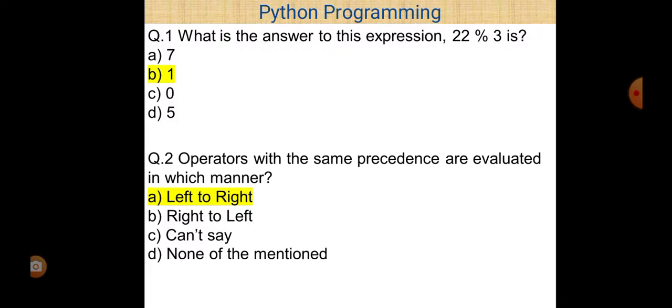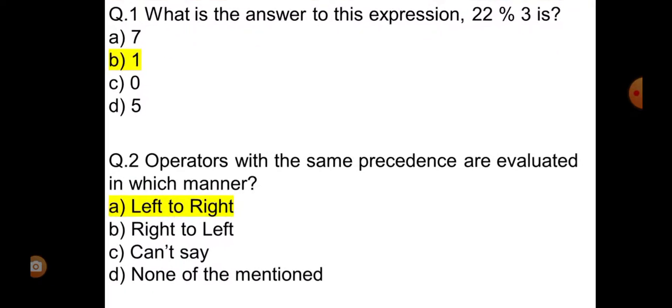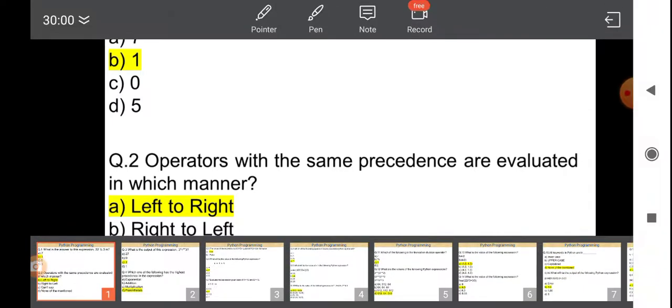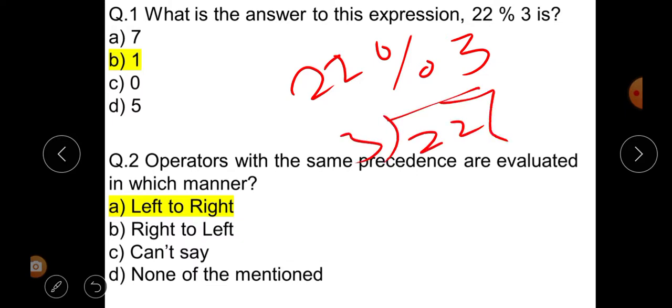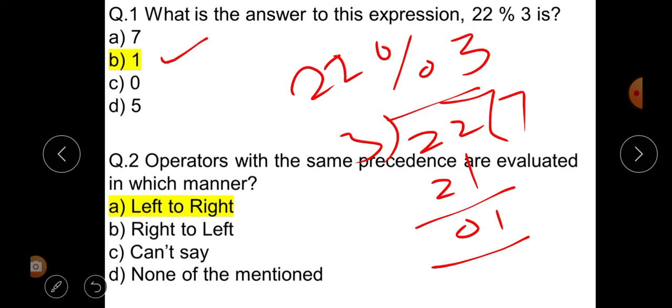So let's start. Our first question is, what is the answer to the expression 22 modulo division 3? As you know, when we talk about the modulo division, it returns the remainder. So here our question is 22 modulo division 3. When 22 is divided by 3, our remainder is 1. So 1 will be the answer. So the correct answer is 1. Now I think it is clear to all of you. Okay, so modulo division basically returns the remainder.